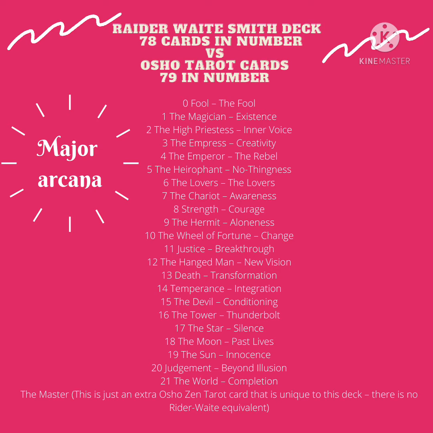17. The Star, known as Silence. 18. The Moon, known as Past Lives. 19. The Sun, known as Innocence. 20. The Judgment, known as Beyond Illusion. 21. The World, known as Completion. And the last, the Master. This is just an extra Osho Zen card that is unique to this deck. There is no Rider-Waite equivalent to this card.